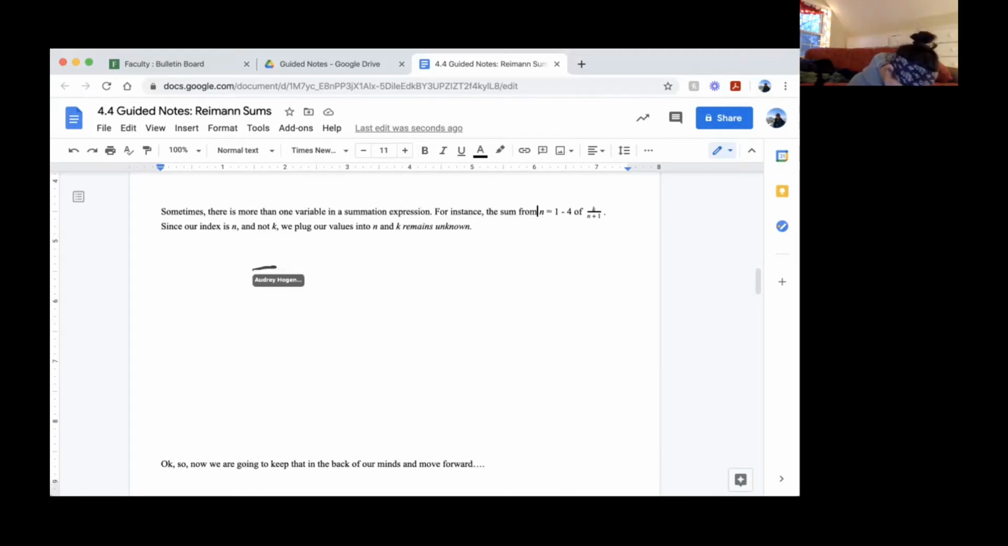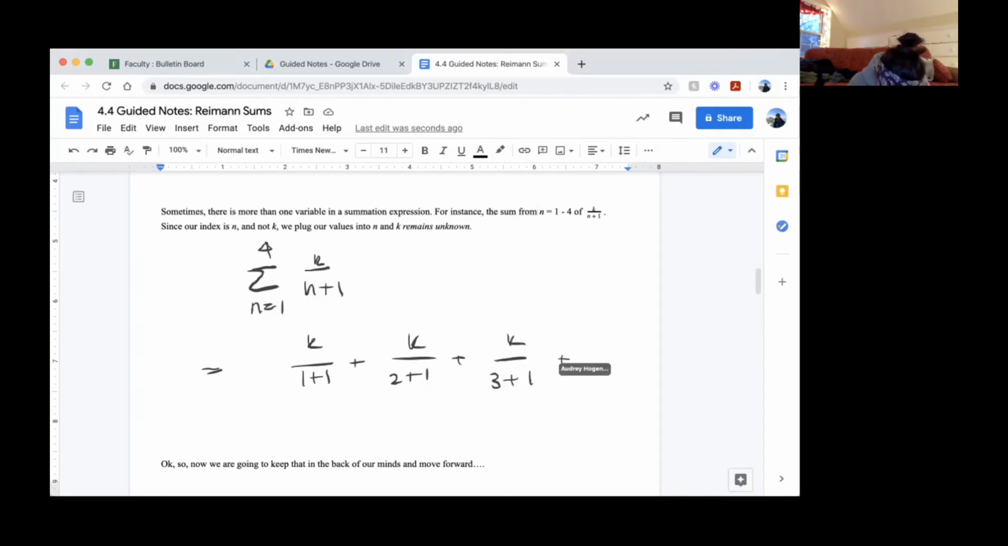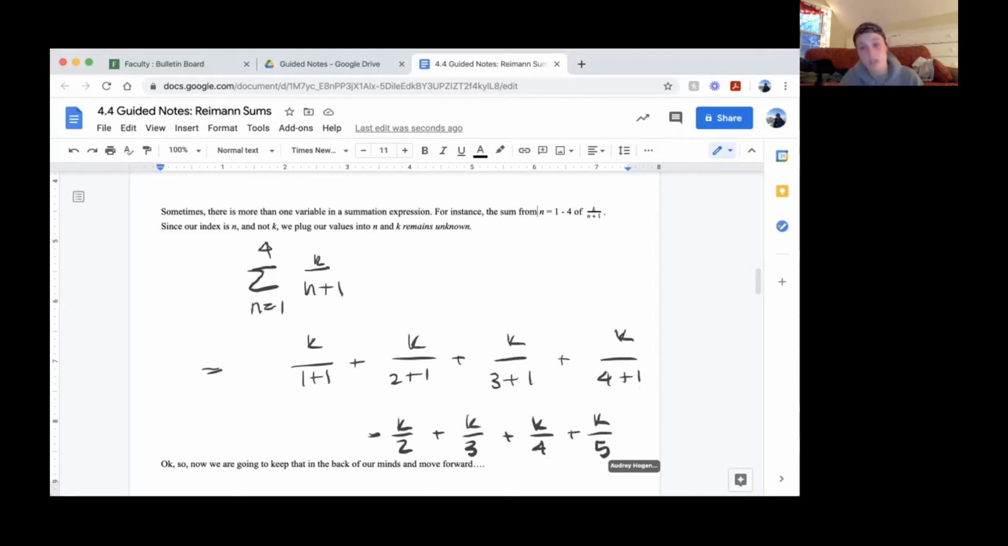So we know the sum from n equals 1 to 4 of k over n plus 1. We're starting at n equals 1 and going to n equals 4. So that is equal to k over 1 plus 1, plus k over 2 plus 1, plus k over 3 plus 1, plus k over 4 plus 1. So we went from n equals 1 to 4, and we ended up with k over 2 plus k over 3 plus k over 4 plus k over 5. And that would be your final answer because you don't really know anything about k in this specific instance.